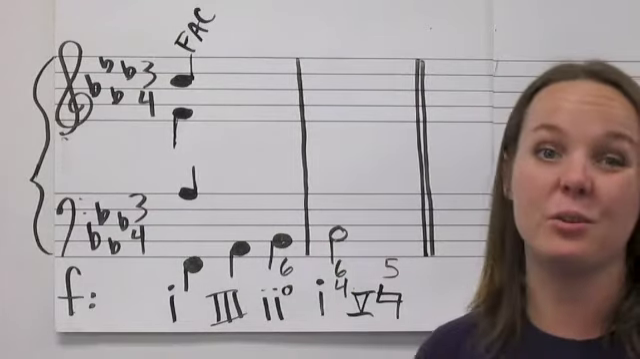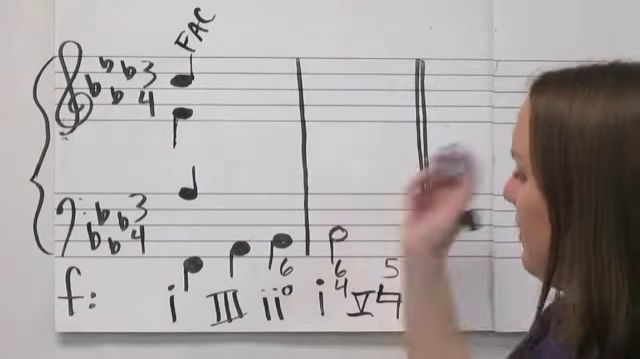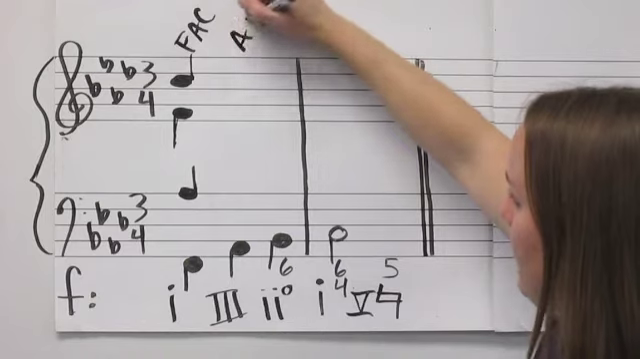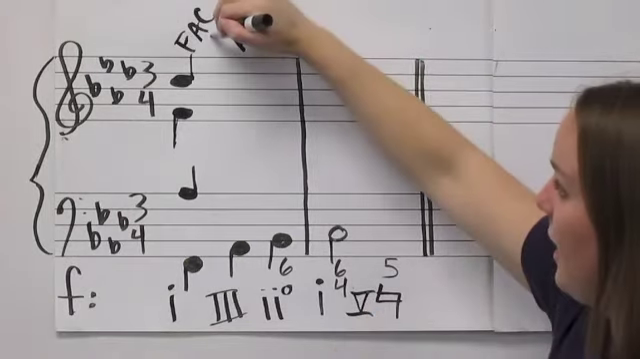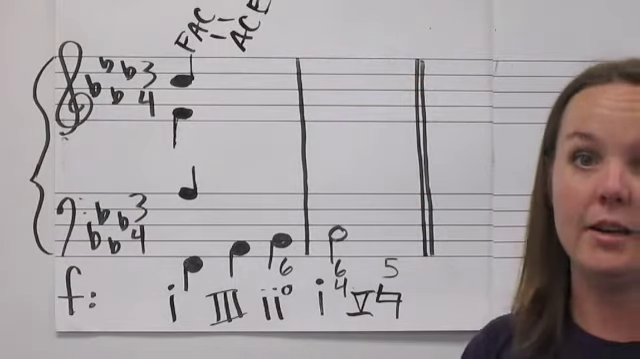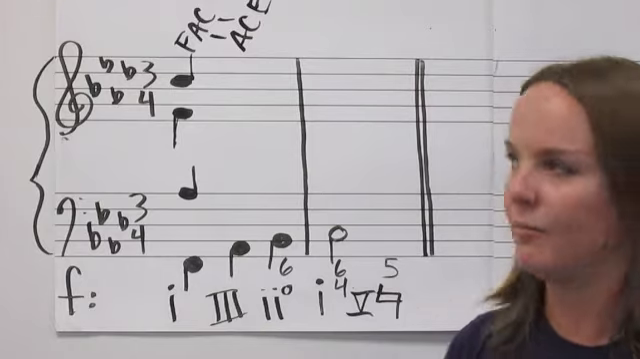That means we're going to have 2 common tones between our 1 chord and our 3 chord. This chord here, the 3 chord, has A, C, E. Our common tones are A and C. So wherever those are in our first chord, I'm going to carry them across in the same voice.